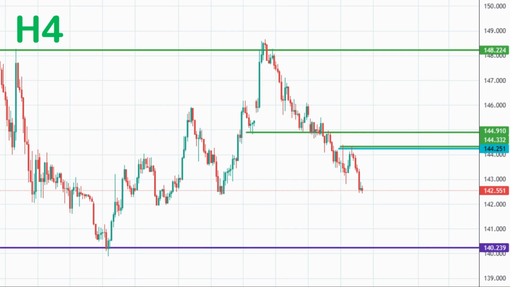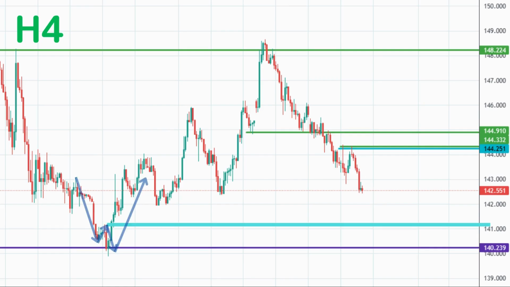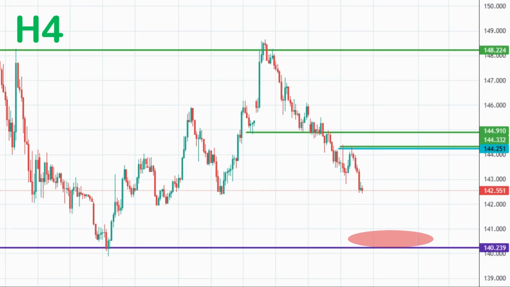For targets, short-term traders can aim for this level, which was a former 1-hour swing high. If you're looking to capture a bigger move, targeting the weekly resistance line is also a possibility given the strong selling pressure. But in that case, you'll need to watch price action very closely.